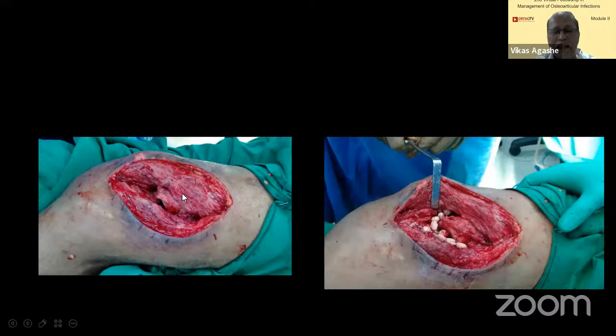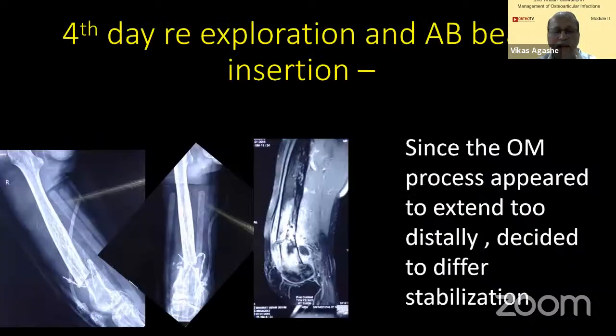This is a very clean wound on day 4. And this is a great lesson I learned. I put these beads inside as well as outside, put them even in the popliteal posterior aspect of the femur. This is him on the 4th day.